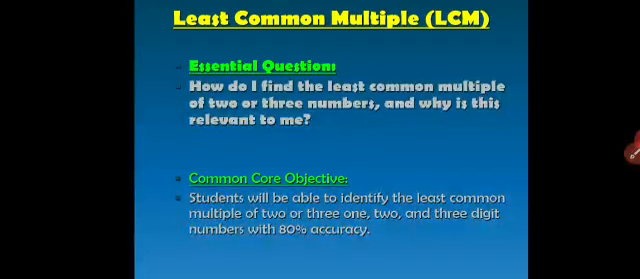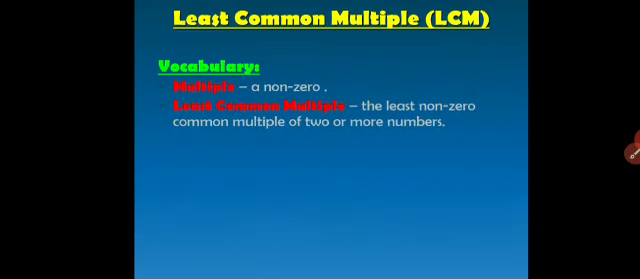Students will be able to identify the least common multiple of two or three, one, two and three digit numbers with 80% accuracy after watching the video. There are two words which are very important to learn. Multiple, a non-zero number. Least common multiple, the least non-zero common multiple of two or more numbers.